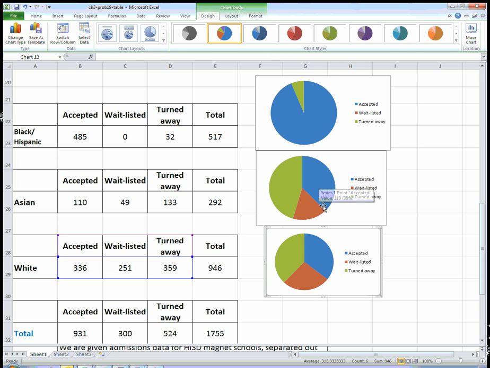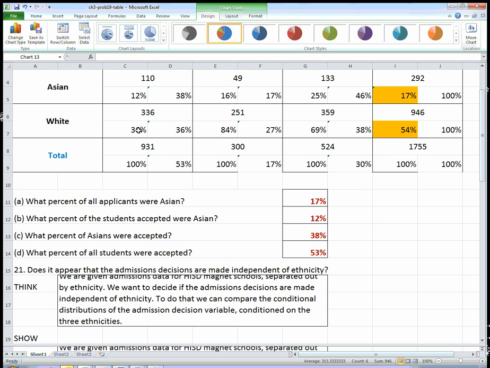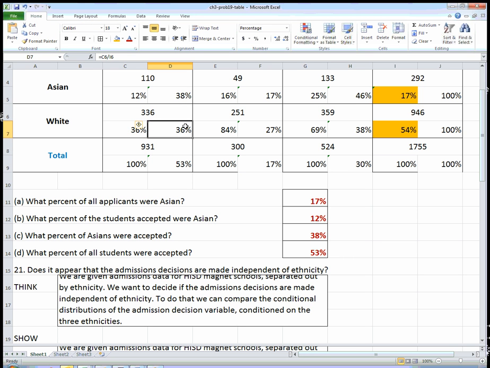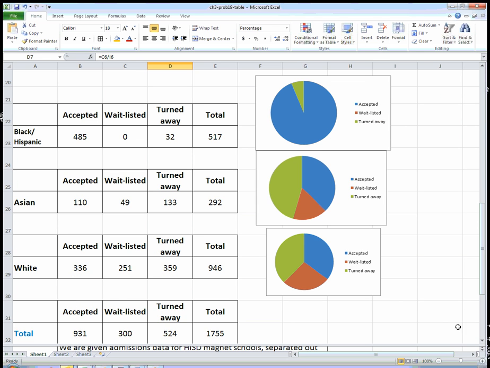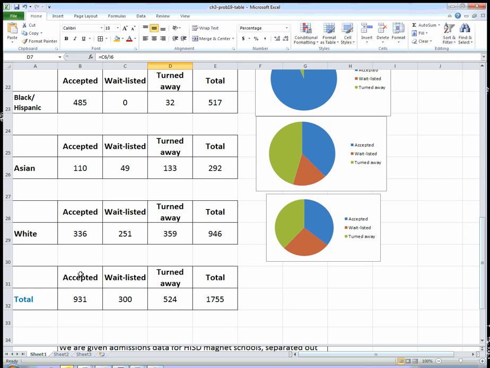If I wanted to really tease out the difference between the Asians and whites, I might want bar charts or some other comparison, although you can tell that the waitlisted is bigger here. For some reason, the mix between waitlisted and turned away is a bit different. But we've already seen the accepted percentage. Remember, that's the percentage here, 38, 36. That's very, very similar. And then we could even compare to the total, which is the bottom of the original chart.